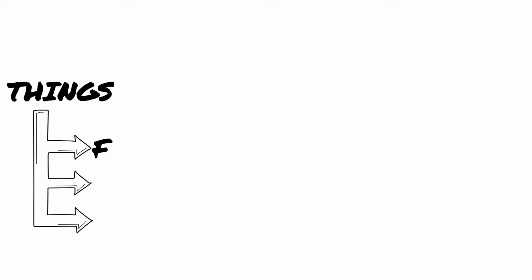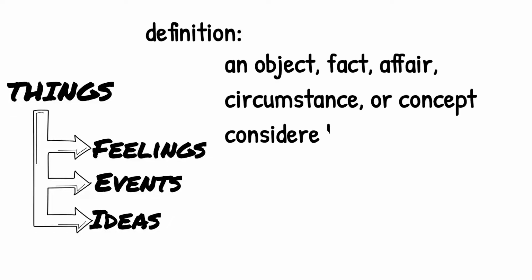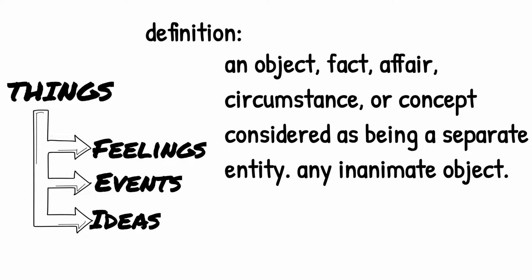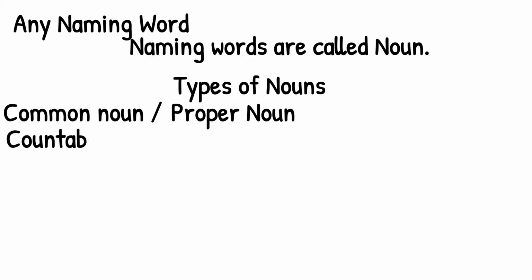As its proper definition says, a thing is an object, fact, affair, circumstance, or concept considered as being a separate entity, or any inanimate object. Or we can say any naming word is a noun. Take a look at these types of nouns. I have written it in comparison for easy understanding.